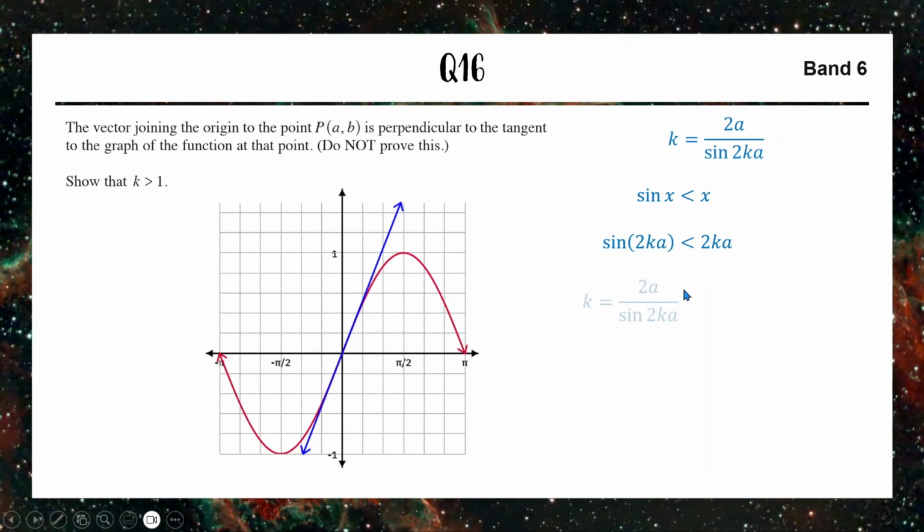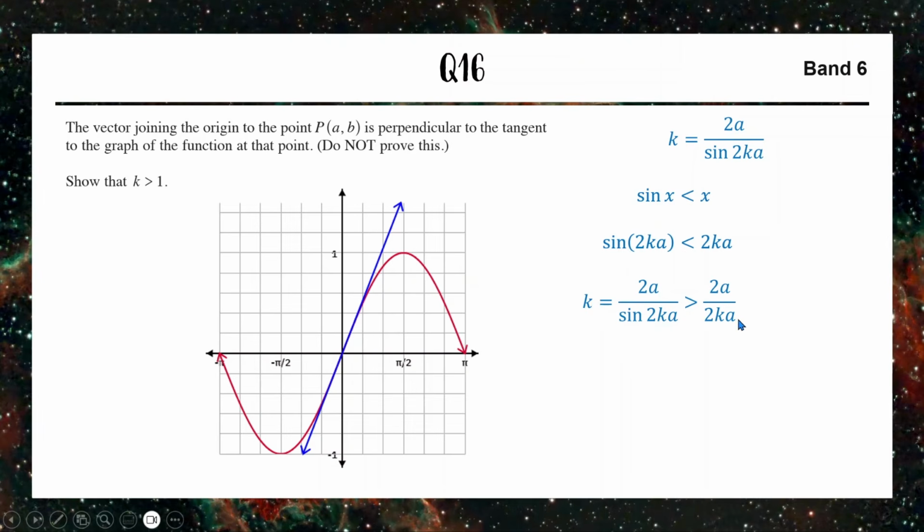Now, what I can do with that is I can go to my expression for k and I can change the bottom to be 2ka. And so because this one is smaller, making that change is going to make this one larger. Okay, so changing the bottom of the fraction to a larger number is actually making the fraction smaller. So we have k is greater than 2a over 2ka.